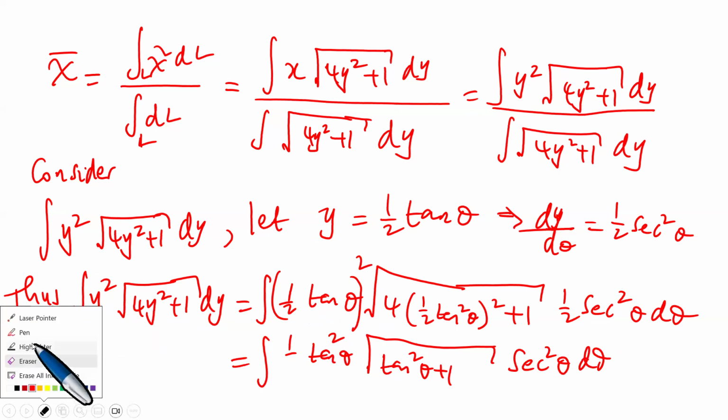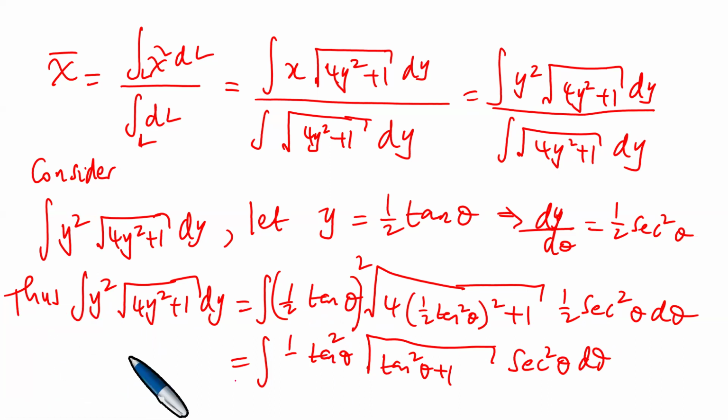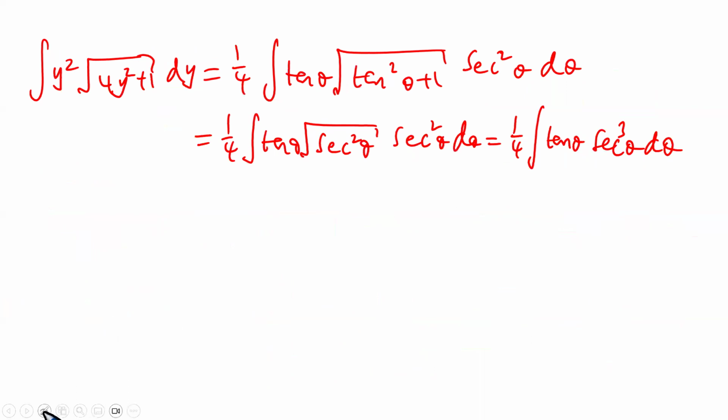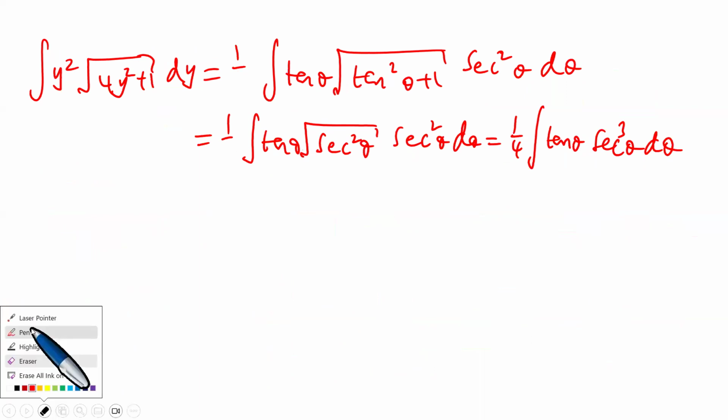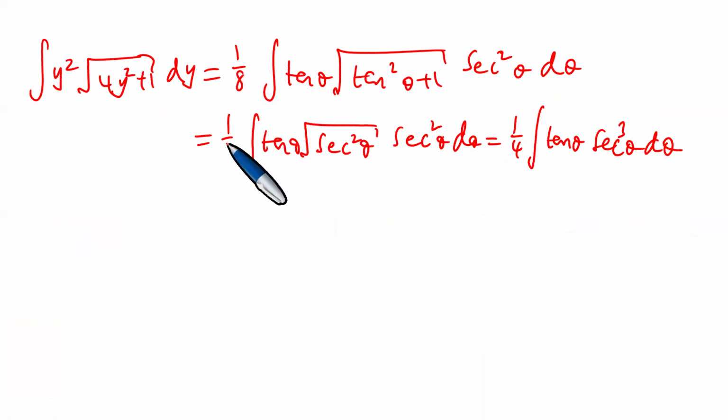So you'd have here 1/8, which is 1/4 times 1/2, and we have that. So you'd have the 1/8 outside. Pay attention, you have 1/8 also in this part here.